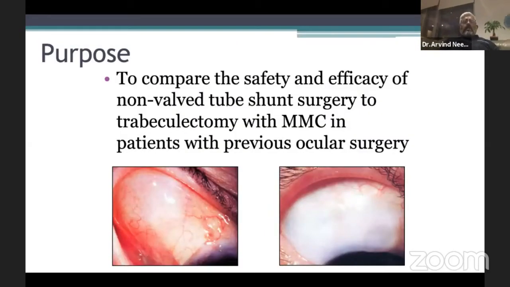So at the Bascom Palmer Eye Institute, they set up this multi-center randomized clinical trial at various clinical sites across the United States to compare the safety and efficacy of non-valve tube shunt surgery to trabeculectomy with mitomycin C in patients with previous ocular surgery. Again, I will stress these are patients who had either failed a previous trabeculectomy with or without mitomycin or 5-FU, or had undergone cataract surgery. Even clear corneal cataract surgery with no conjunctival involvement patients were enrolled in the study.